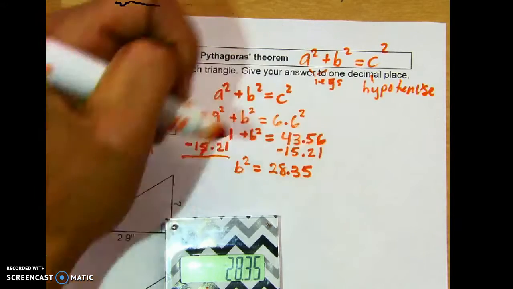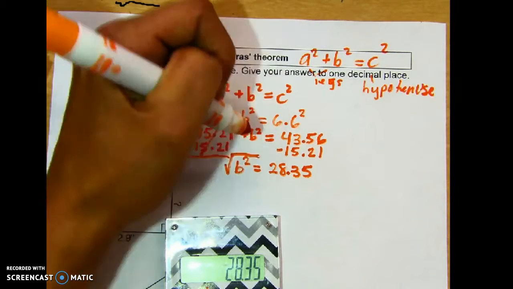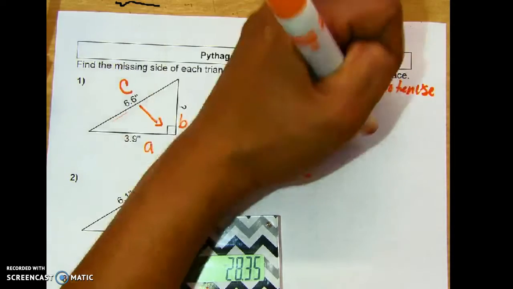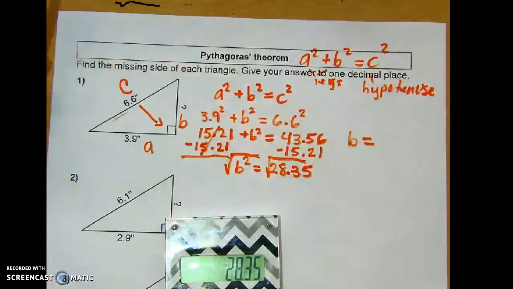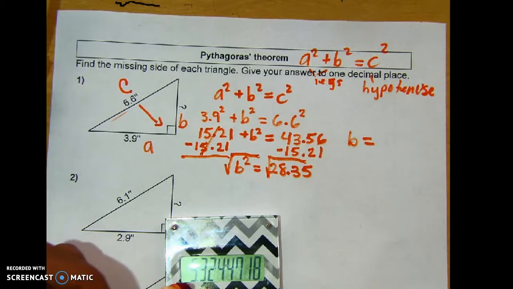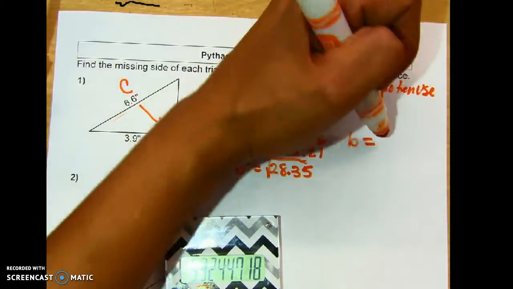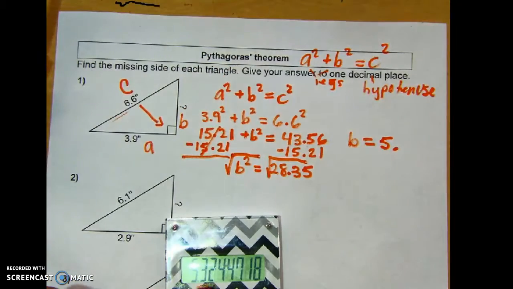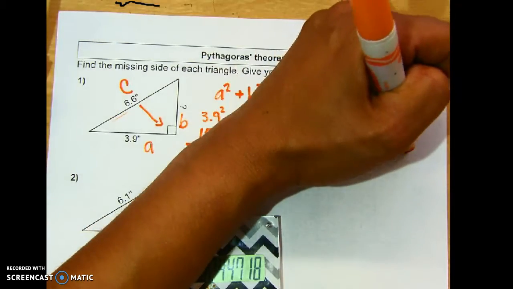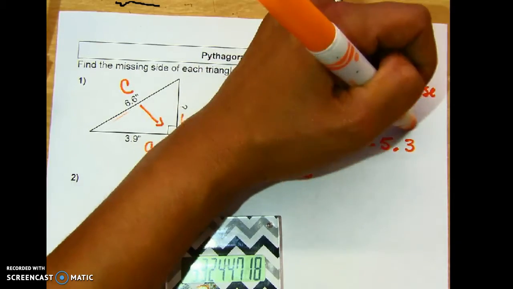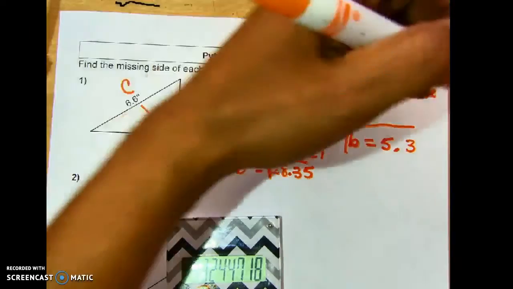28.35. I can take the root of it, and b is going to be equal to, and we're rounding to the nearest tenth. If I look at this here, I got 5.32. I only need these two numbers. So I'm going to do 5. The 2 is not going to raise it, so it's going to stay the same. And my answer for b is 5.32.